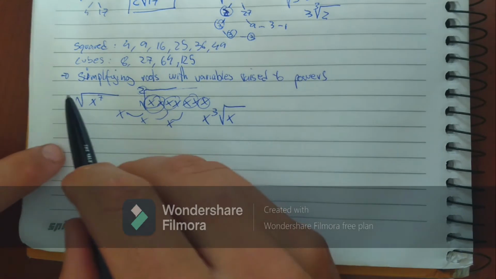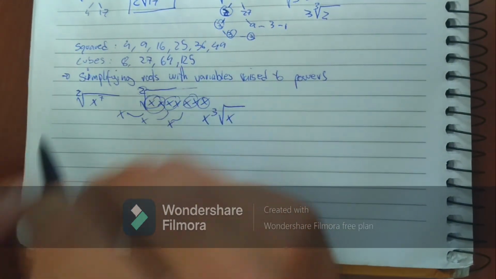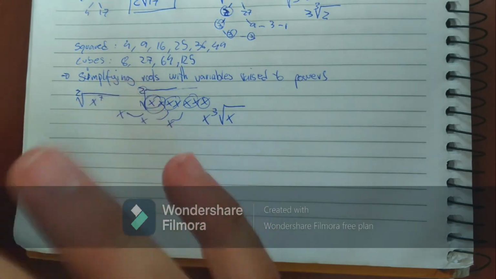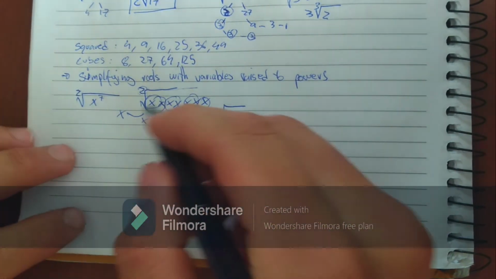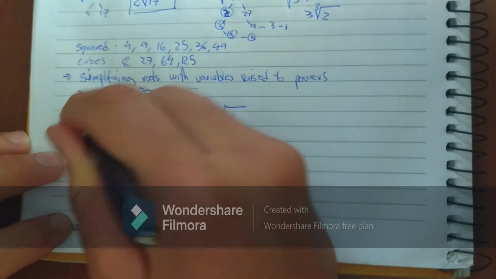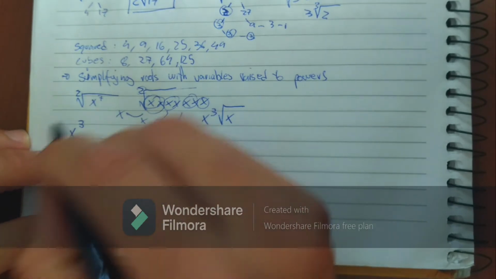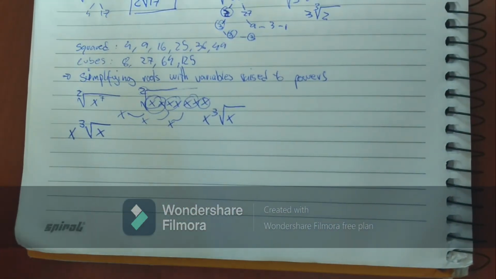So the easiest way to do this: we know this is a 2 here, because it's a square root. 7 divided by 2 is 3, and then there's 1 left. So outside of the root, x to the 3, from 7 divided by 2, and the 1 left, we keep inside the root. That is the easiest way to do this.